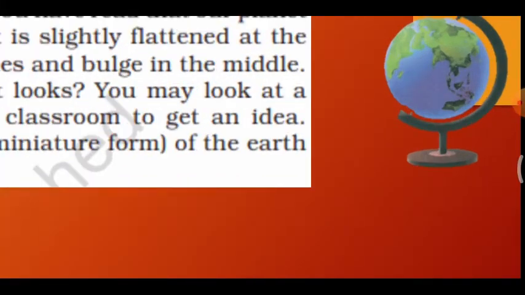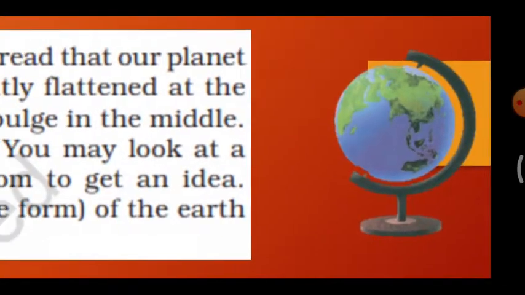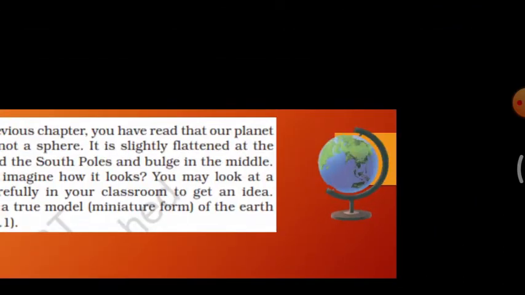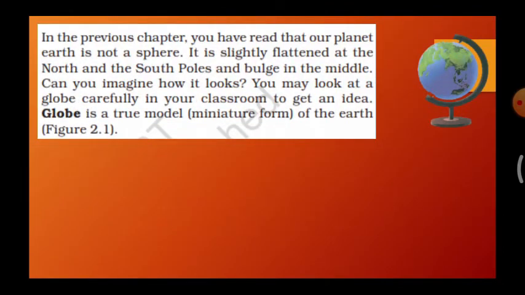So children, see this globe image. See how it looks. The top most part, which is attached to the stand, is the north pole, and the bottom, which is attached to the stand, is the south pole. So it is flattened like that, and the middle part is a little bulge. So it is the miniature form of the earth.